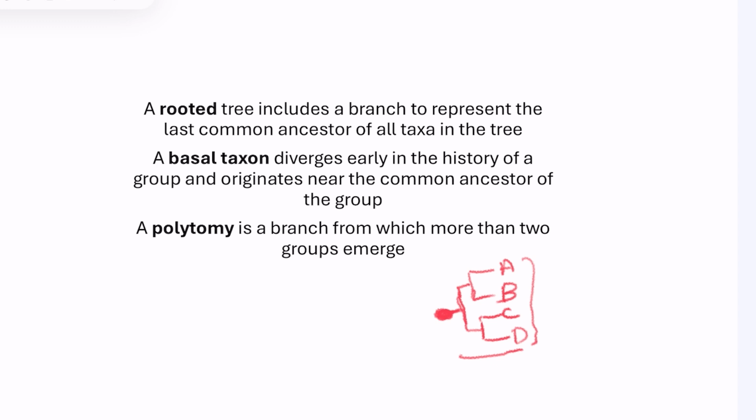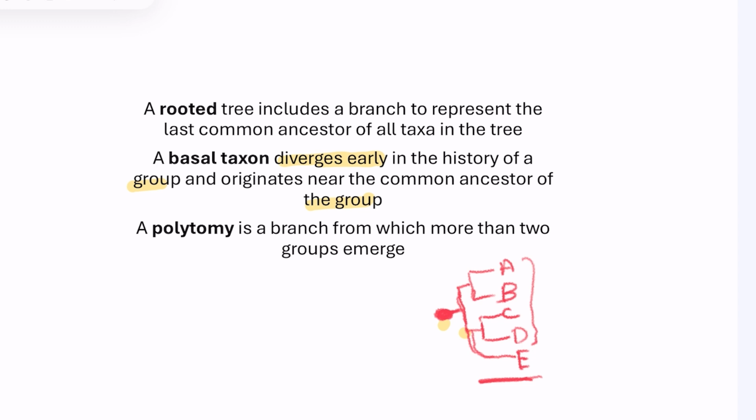And now, what is a basal taxon? Sometimes we have a tree and a taxon is at the base. For example, here we have E. This is the basal taxon. It is at the base of the tree, and the characteristic of a basal taxon is that it diverges early in the history of a group and originates near the common ancestor of the group. So this is the common ancestor and it originates here. It diverges early from A, B, C and D.